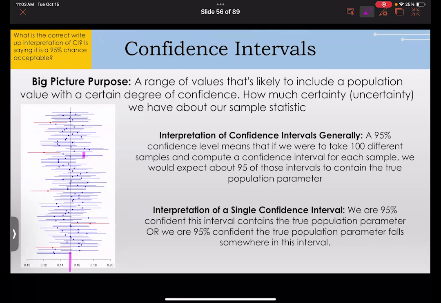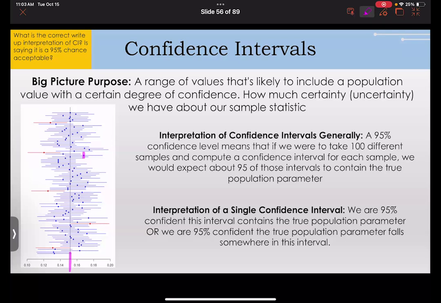So we can either say we're 95% confident that this interval contains the true population parameter, or we can say we're 95% confident that the true population parameter falls somewhere in this interval. But it's based on the idea that I think this interval has it, but there's a 5% chance my interval doesn't contain it.